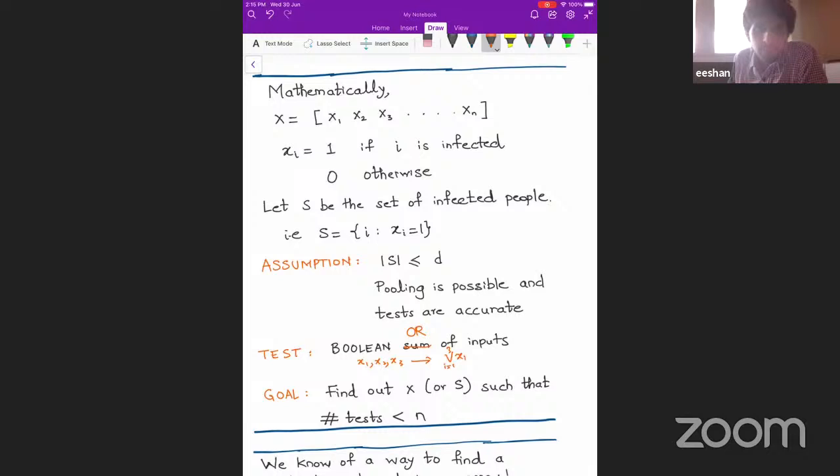All right. And I'm telling you that the output is basically the OR of x1 and x2, meaning that if either of the two is infected, my output will be 1. Only if neither is infected will the output be 0. So this is how the pooling happens. Now the question is, can I perform fewer than n tests to figure out who is infected and who is not infected? I want to recover them.